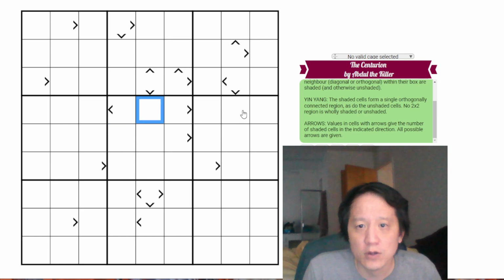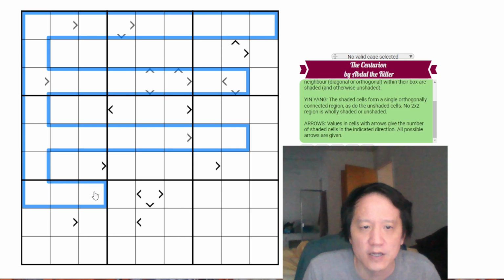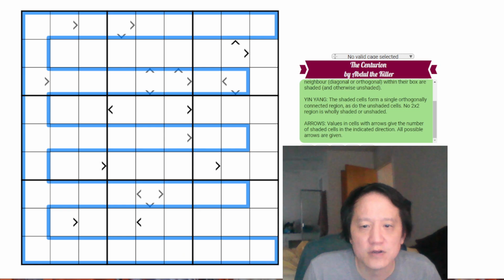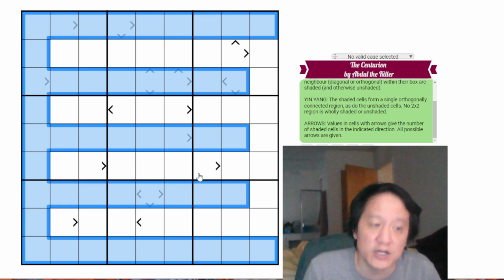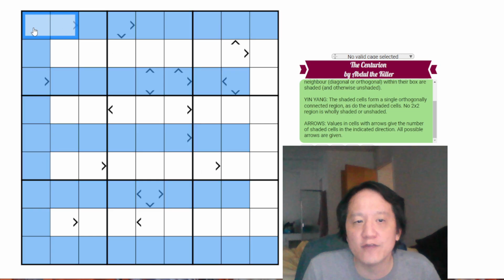So the shaded cells, okay, so basically yin-yang means that it has to follow a pattern something similar to this, where basically all the shaded cells and all the unshaded cells form one region each. So all the shaded cells are in one region and all the unshaded cells are in one region. And basically, you can never have a 2x2 space with all shaded or unshaded.